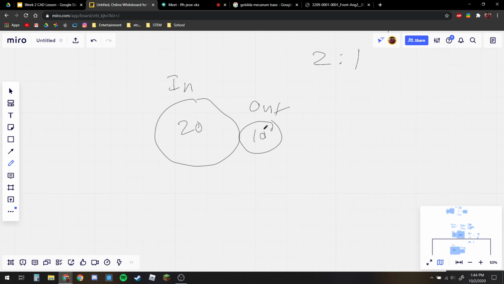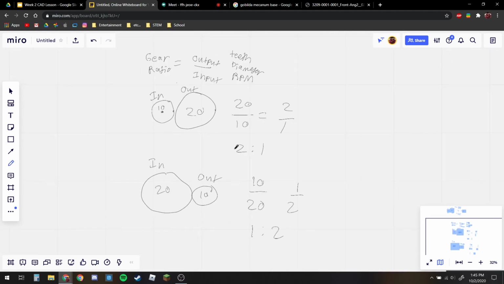So I'll do the gear ratio again. Instead, the output is 10 and the input is 20, so 1 to 2. Your ratio is 1 to 2. What this means is that your motor has to rotate this once for this one to rotate twice. So it's 2 times as fast. Your motor only has to rotate this thing once for this to rotate twice, so you're 2 times faster, essentially. That's kind of the math behind gear ratios.